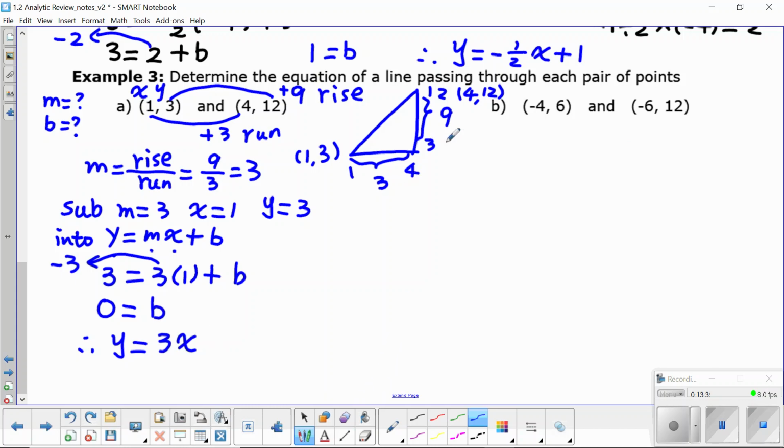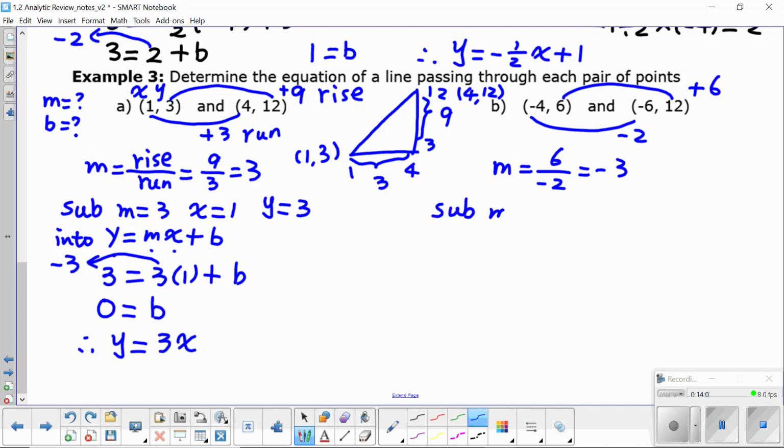Once you are done, then we are going to see this one is from 6 to 12 is up 6. From negative 4 to negative 6 is down 2. So the slope will be rise over run. 6 over negative 2 give you negative 3. Then we are going to sub. M equals negative 3. X equals, just pick one of the point, negative 4.